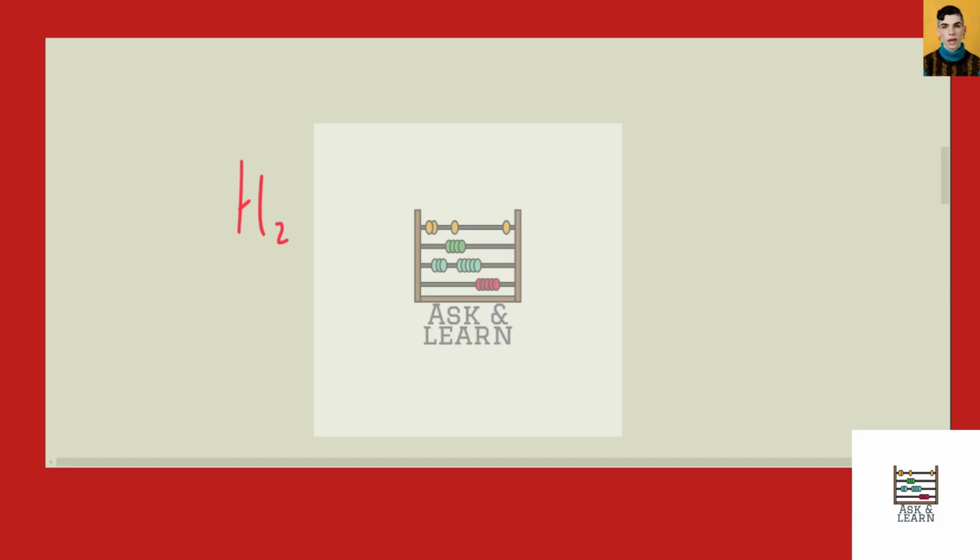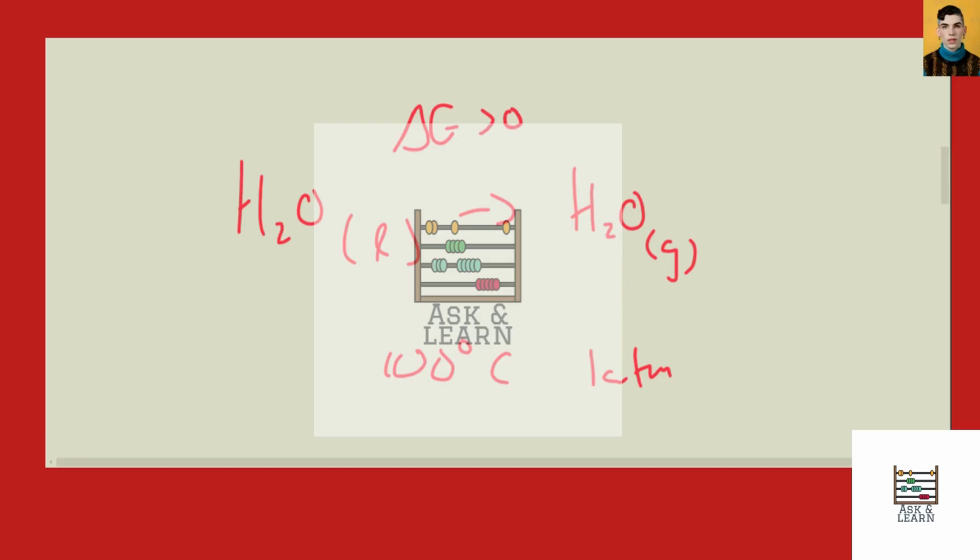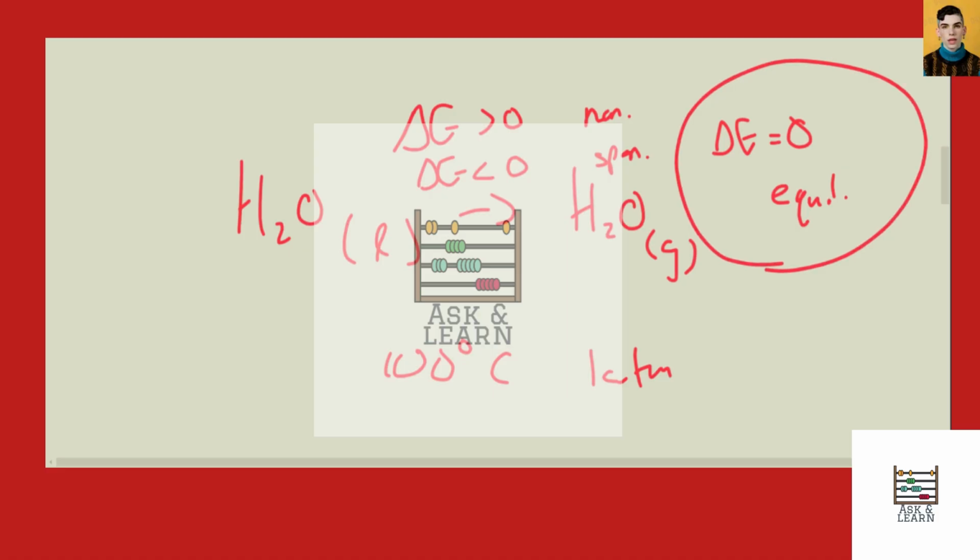What about taking water from a liquid to a gas at 100 degrees Celsius and 1 atmosphere? Well, this is exactly the boiling point of water, and so there's a little bit of a catch here. There are three different situations that can happen. If delta G is greater than 0, it's non-spontaneous. If delta G is less than 0, it's spontaneous. If delta G is equal to 0, it is at equilibrium. And this is the one that we often forget because it's less common. But in this case, where we're exactly at the boiling point, we're at a perfect equilibrium between liquid and gas.